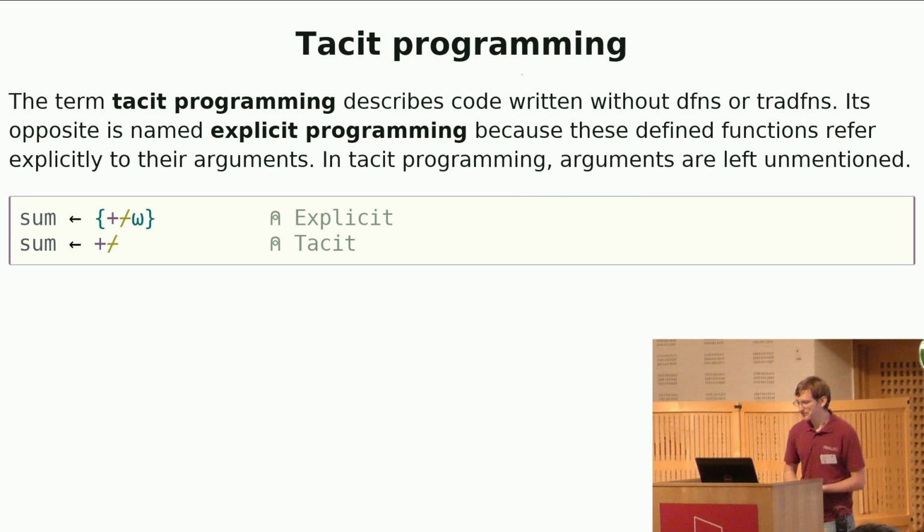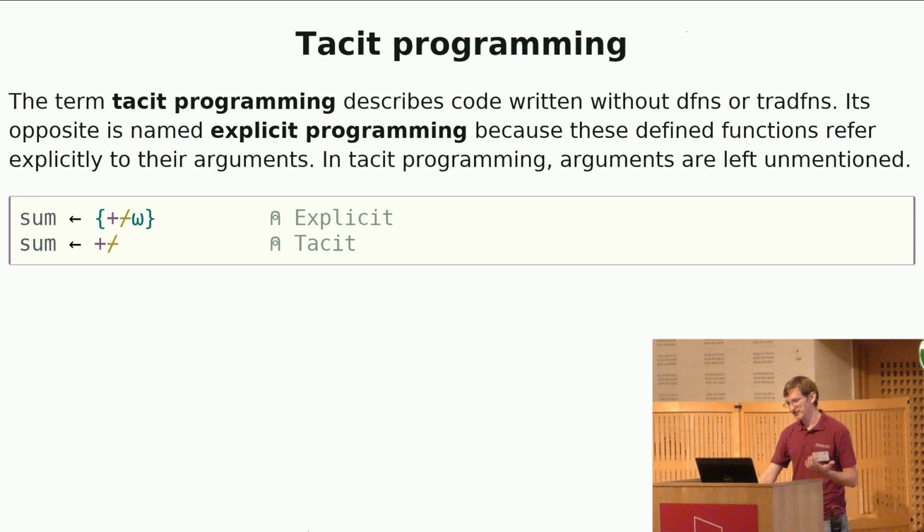But the way you'd write them is that with a tradfn, you'd name what are the names of my arguments, and then you write out some code that uses the arguments. In a defn, you'd write out some code that uses arguments, they've always got the same names. With tacit code, you never even mention the arguments. You leave that up to the programming language and up to the definition of the programming language to determine how your arguments move around. So here's a pretty simple example of tacit code.